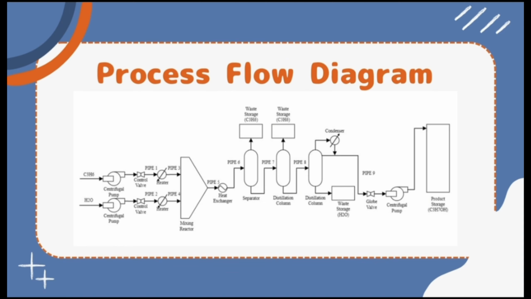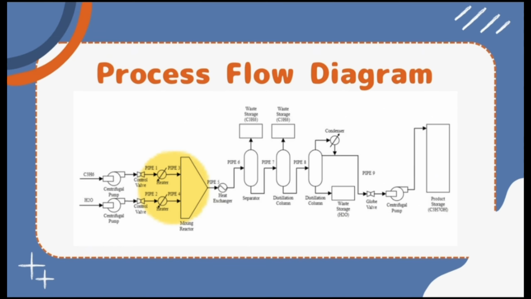Process flow diagram. A process called direct hydration of high-purity propylene and water with a solid catalyst is used for our production of isopropyl alcohol. Firstly, both of the reactants are heated to 246 Celsius and pressurized to 200 atm before entering the reactor in order to be mixed in a liquid phase.